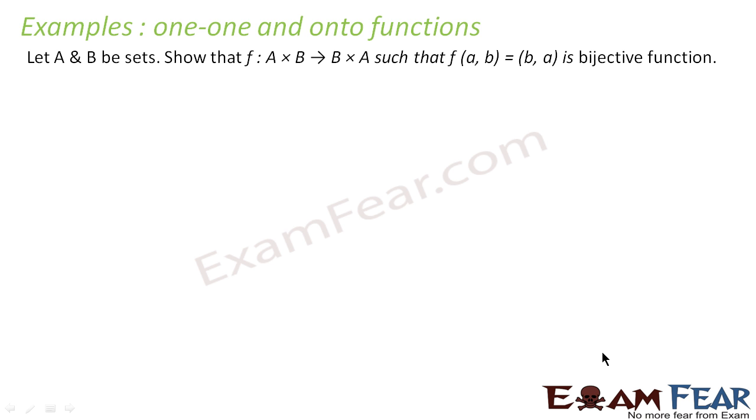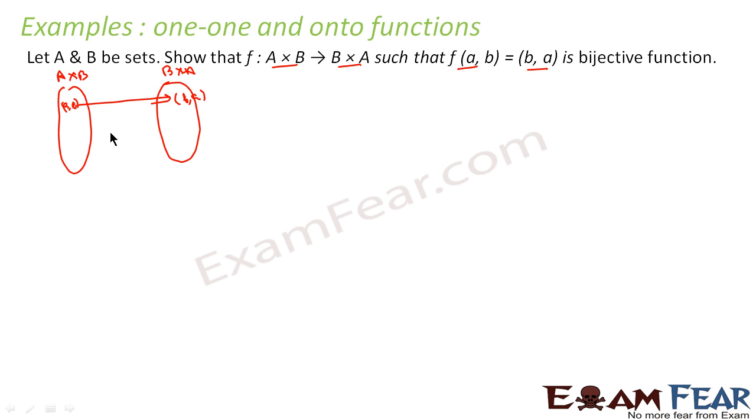Let's take one example. Let A and B be sets; we have to show that the function from A cross B to B cross A, such that f of (a, b) is equal to (b, a), is a bijective function. So here, this is my domain and codomain. I won't solve using that method, but I'm just trying to show you what the question is. This has A cross B values and this has B cross A values, and there is a mapping here. If it is (a, b) here, this becomes (b, a) here, correct? And we have to prove that it is a bijective function.